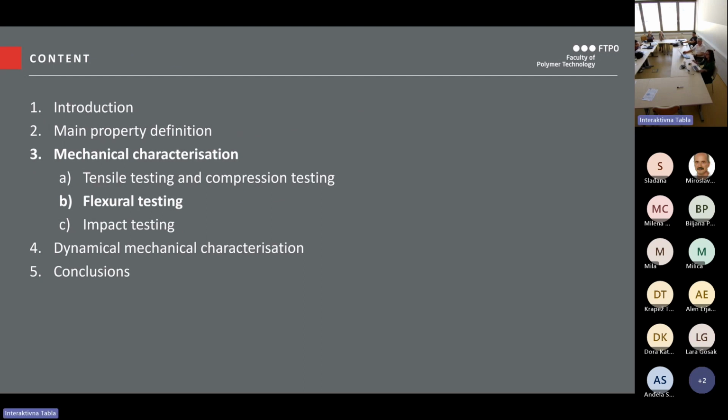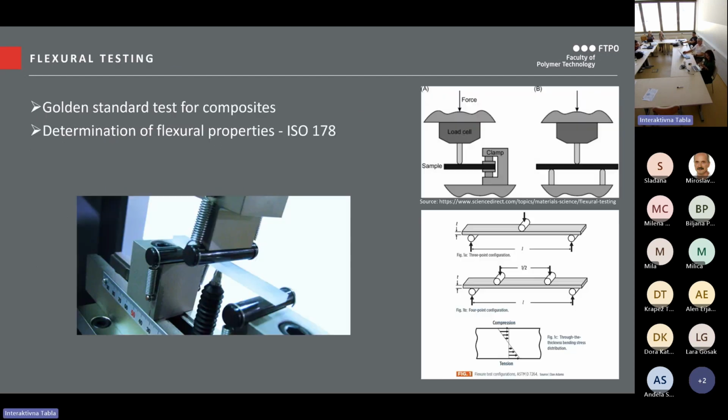If we continue with flexural testing, actually flexural testing is the gold standard test for composites, because composites have high stiffness and high strength, and with tensile tests we can have gripping problems. They can slip or they can break in the grips. With flexural tests, we have different measuring principles.